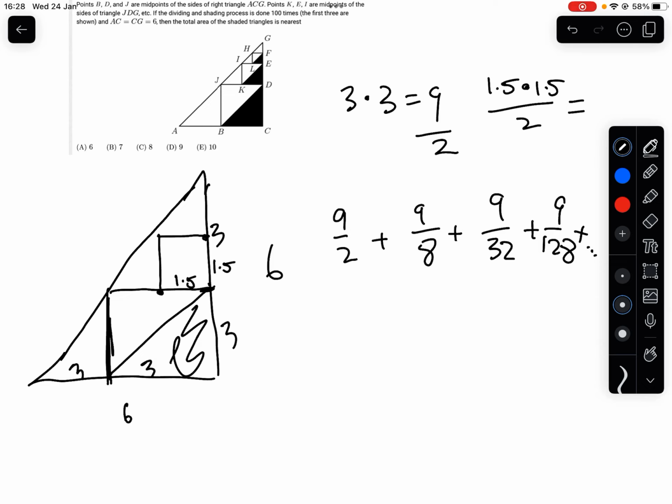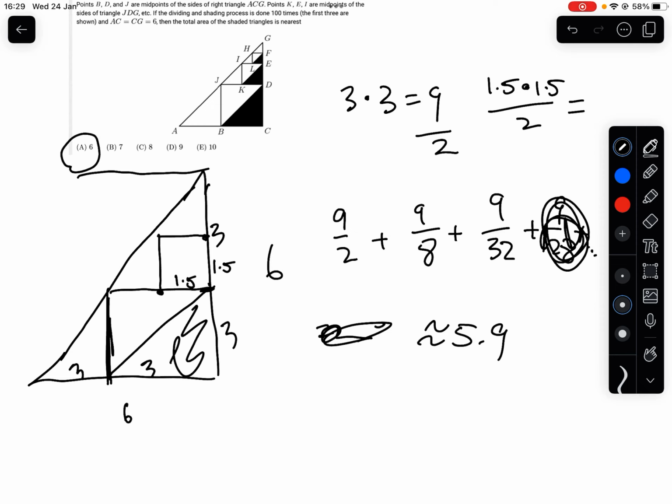And you see there's really no point calculating all the hundreds or every 100 squares, because it's going to get so small that it doesn't even matter to our answer anymore, because the answers are all integers. Therefore, we can just get an approximation of the answer, and we should be able to figure out which one it is. So 9/2, we don't even need this one actually, because 9/2 plus 9/8 plus 9/32 is going to be approximately 5.9, and as we add more to it, it's going to get nearer to 6, which means our answer is going to be 6. It definitely will never reach 7.